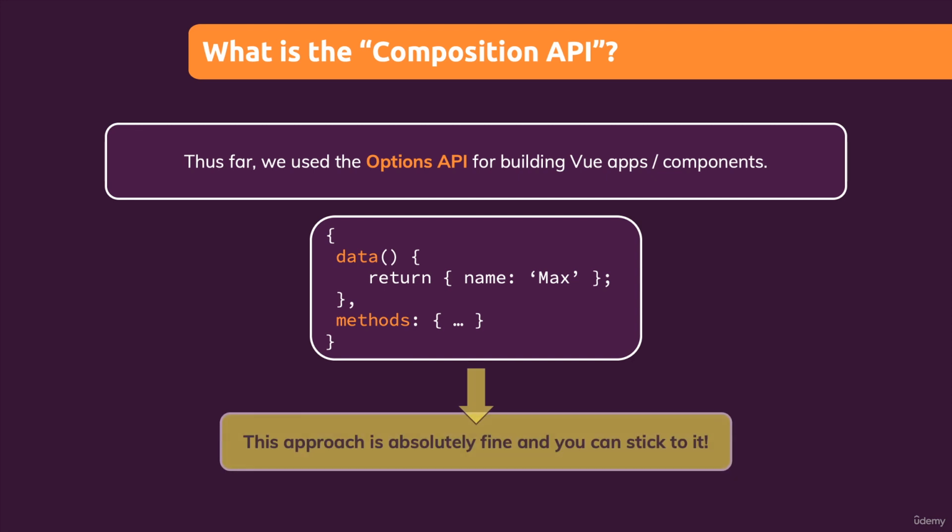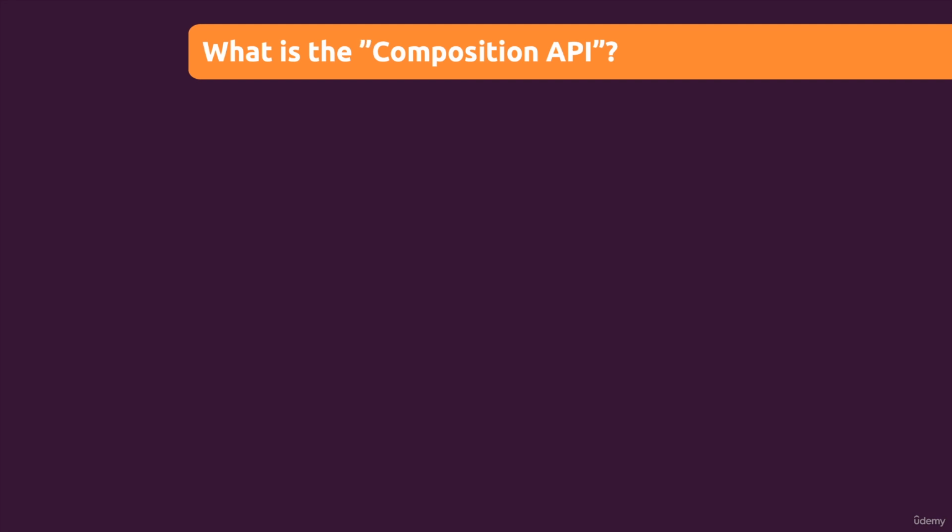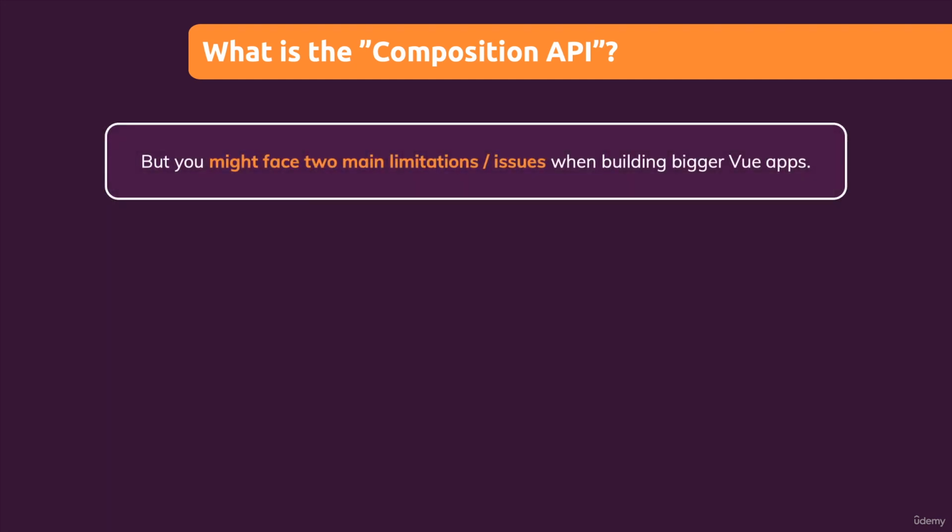And I will emphasize it again. This approach is absolutely fine and you can stick to it. It's not bad, it's not a second best option. It is absolutely fine. And knowing it is actually a requirement for understanding the Composition API, I would say. But what is the Composition API then? This is the Options API. The Composition API is an alternative way of writing the logic behind our components. And it was introduced because we might, and I'm saying might, face two main limitations or issues when building bigger Vue apps.